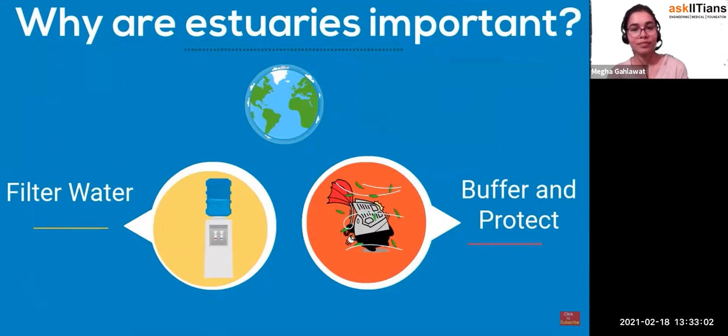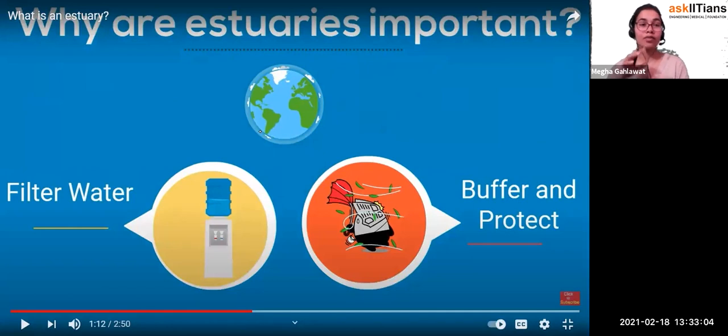See, they are filtering because they are in enclosed bodies, okay? And they help in the buffering and protecting, as in they act as a hindrance between the water flow, okay? That could be coming from the ocean or going to the ocean from the rivers. That is the flood water, these estuaries, they act as the hindrance for it, okay? And hence breaking the flow, okay? Moving forward.